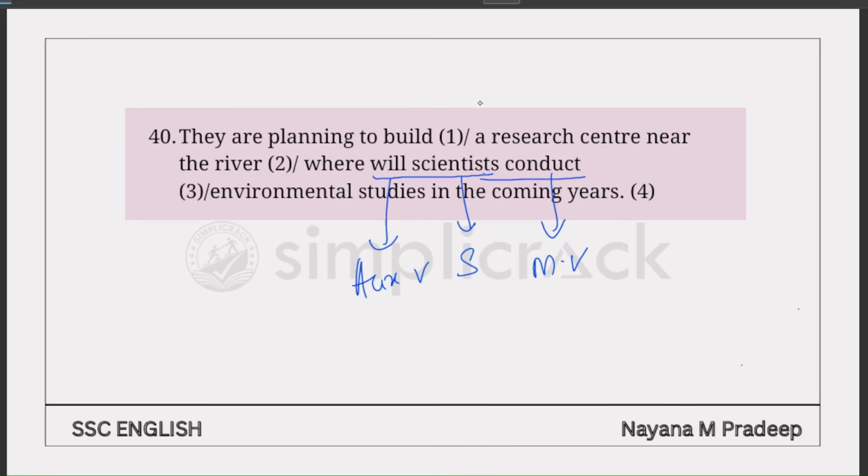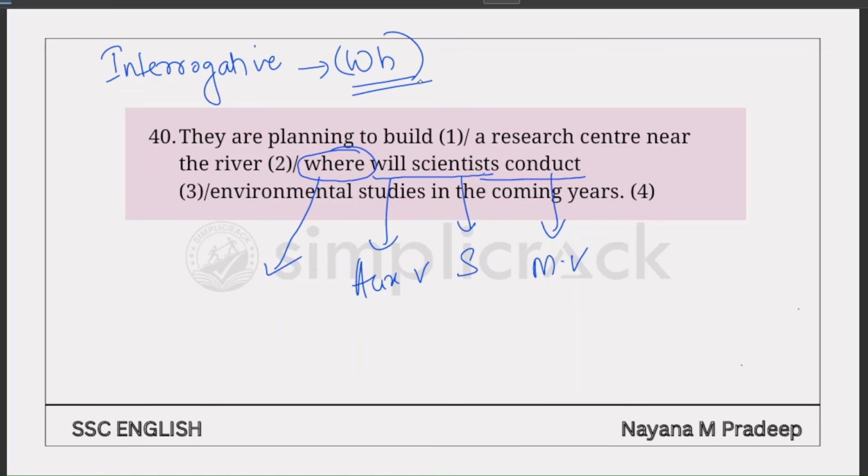But why have they used an inversion? It is to confuse you. Why? Because of the WH word where. You know that we already studied that in interrogative statements, we use inversion. And how will you identify interrogative statements? Using the WH words. You have why, what, where, when, and how. All these are examples of interrogative words or WH words.